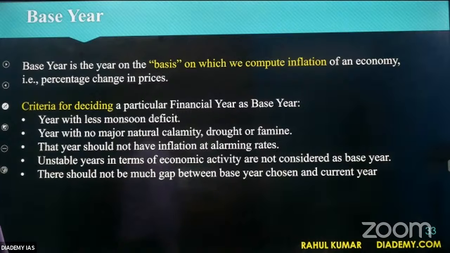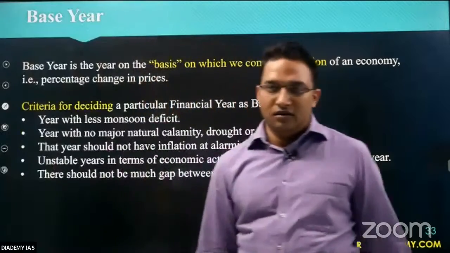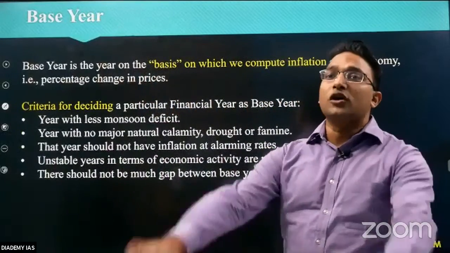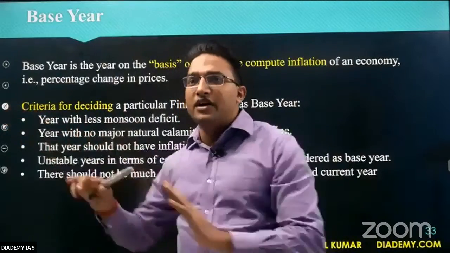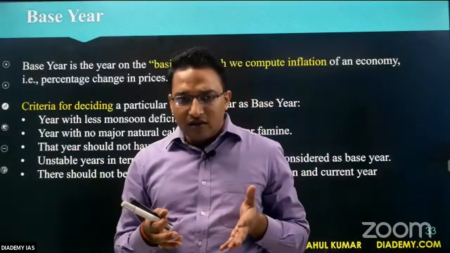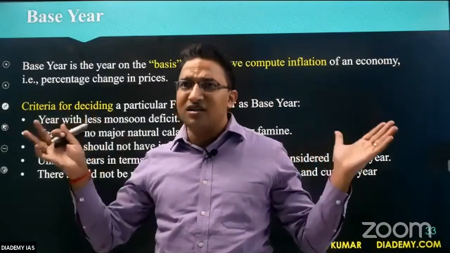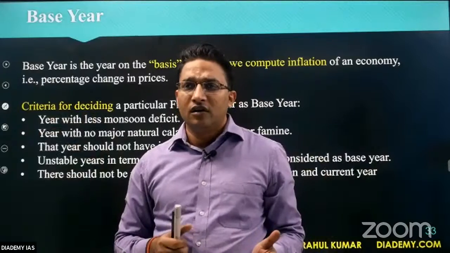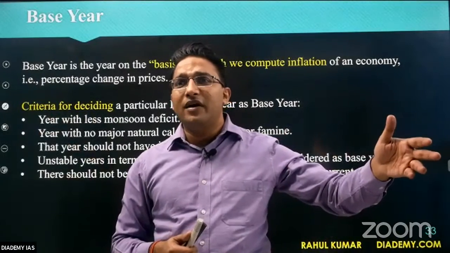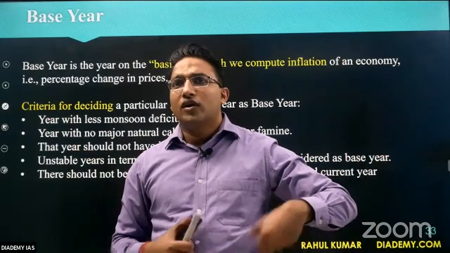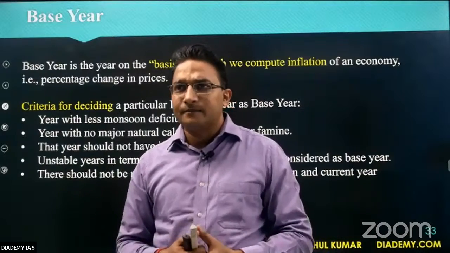What is the meaning of stable year? Stable year means when things are stable, there is not much instability. For example, in 2020, can we make 2020 the base year? No, because there is so much instability because of COVID. Similarly, in some year there is a natural calamity in the country. So can we make that particular year the base year? No, we cannot. Are you getting?